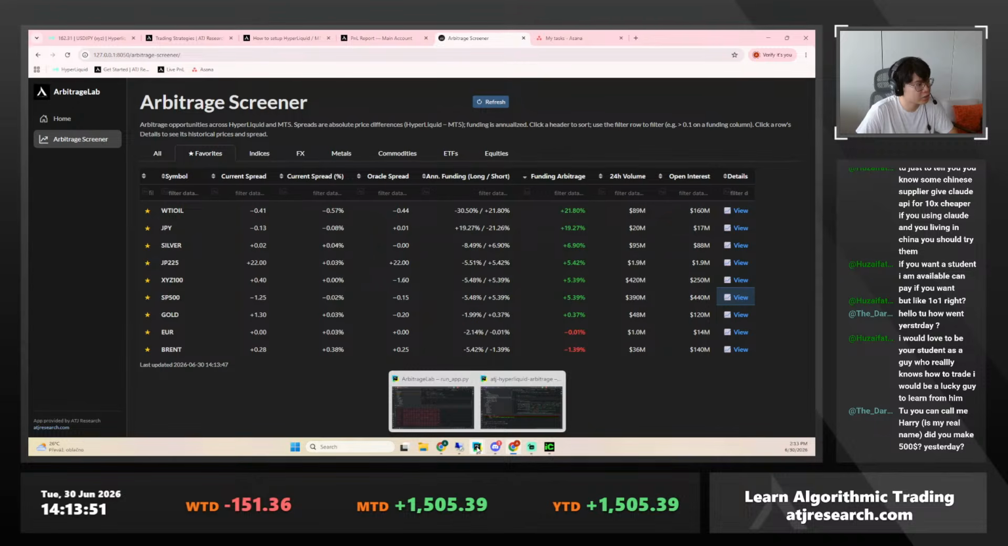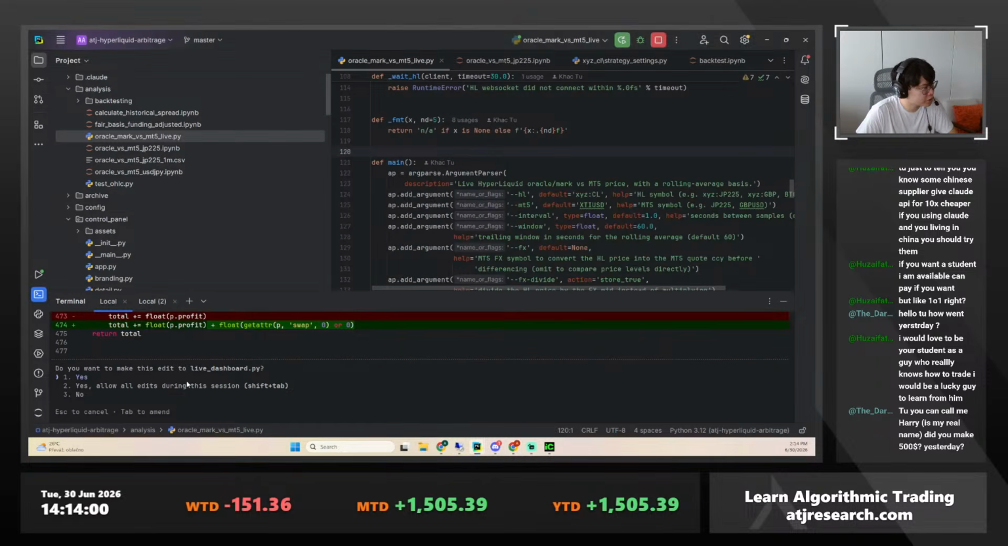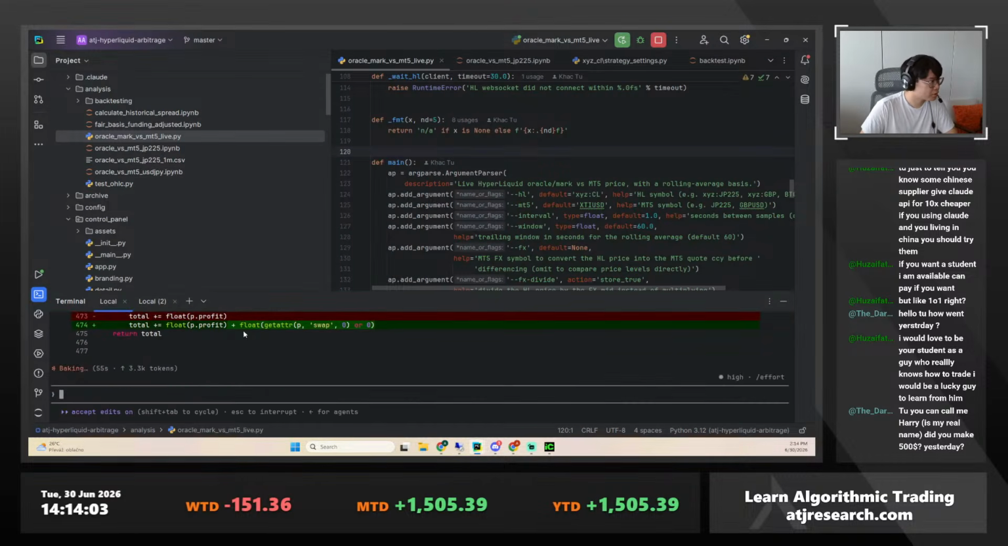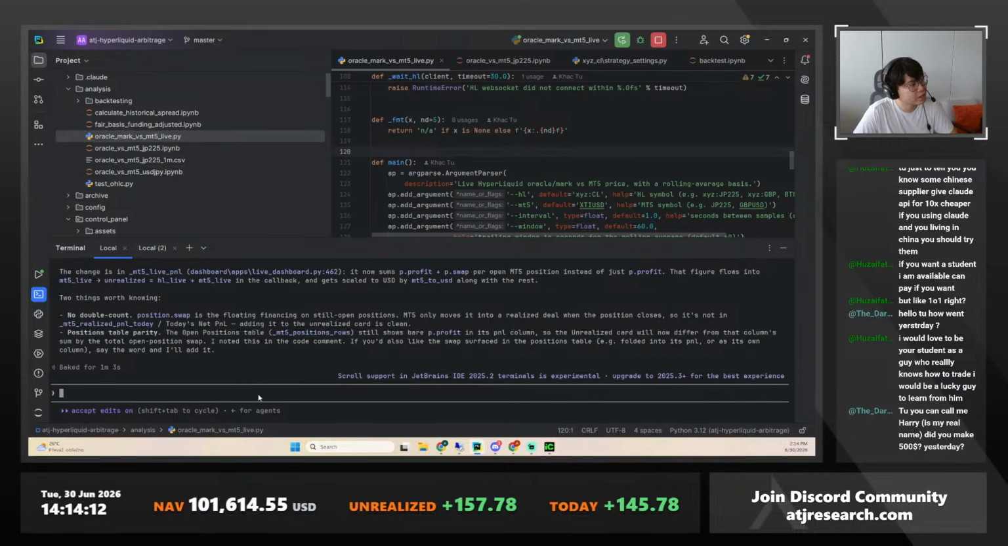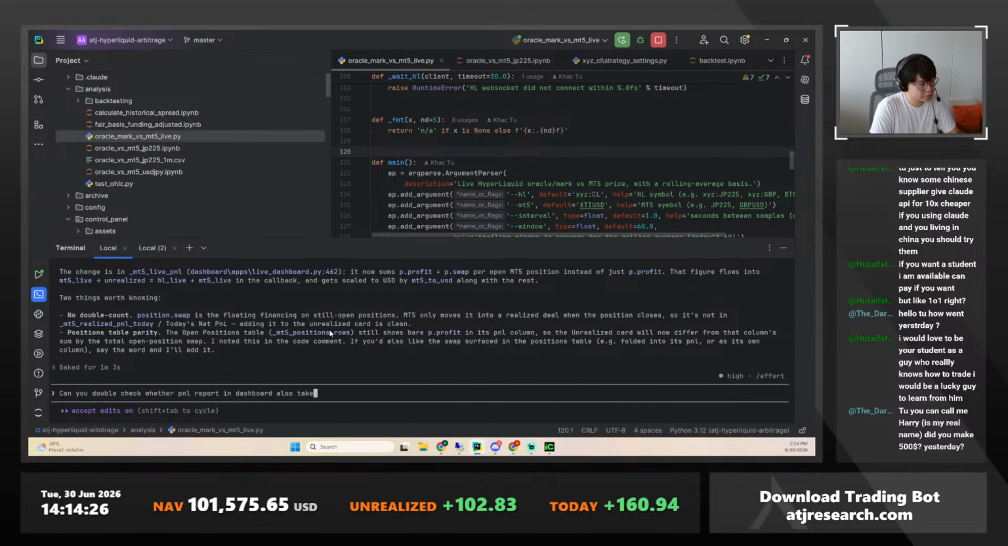Yesterday we had a realized loss on USDJPY, which is fine because for the entire week we made a profit. I'm going to check. Here I'm going to update the swap calculation in my dashboard so it reflects the real values. Can you double check whether the P&L report in the dashboard also takes funding rates, swap, and commission into account?